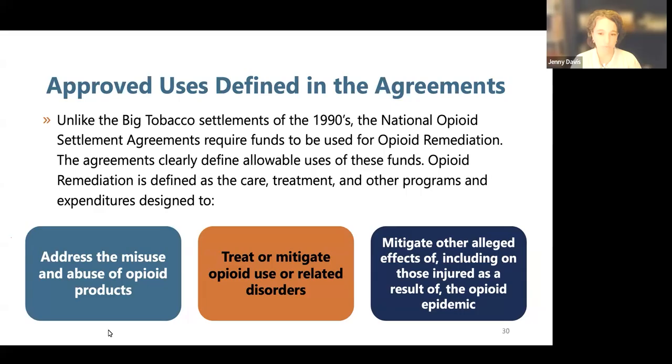So opioid remediation is very clearly defined in these settlement agreements. It has three core components. One is address the misuse and abuse of opioid products, treat or mitigate opioid use or related disorders, and mitigate other alleged effects of, including on those injured as a result of the opioid epidemic.